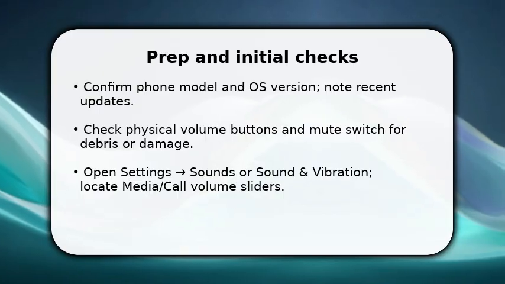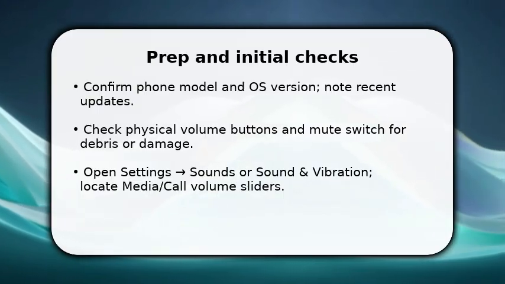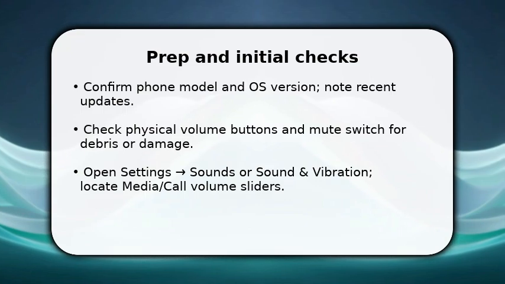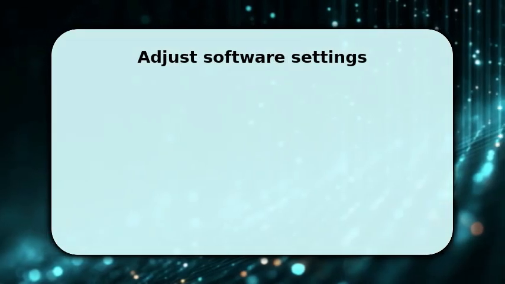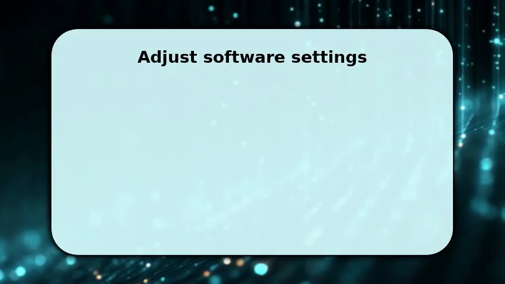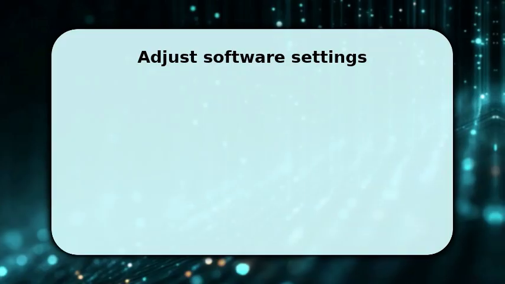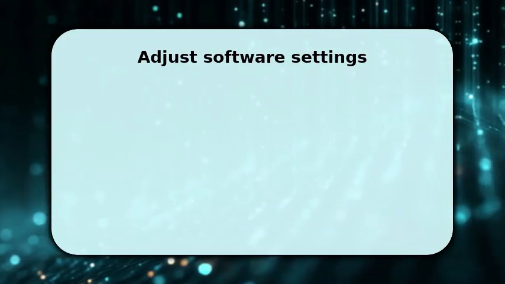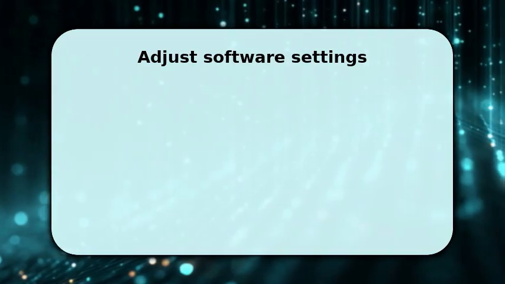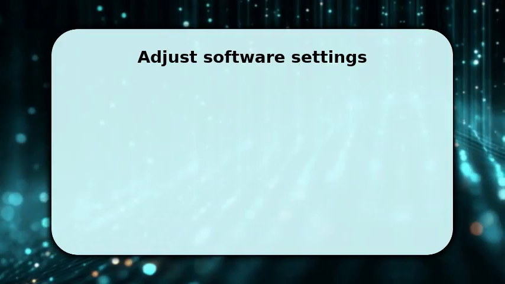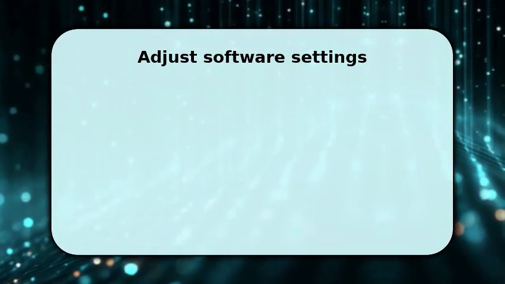Otherwise, proceed to adjust volume sliders to a middling level so you can hear test tones without blasting audio. Now focus on software. You should set media, ringtone, and call volumes around 70 to 80% so tests are audible while safe. Disable Do Not Disturb and any silent or battery saver profiles that limit sound. Make sure app-level volume controls aren't set low, and check Bluetooth routing in case audio is going to headphones or a car instead of the phone.